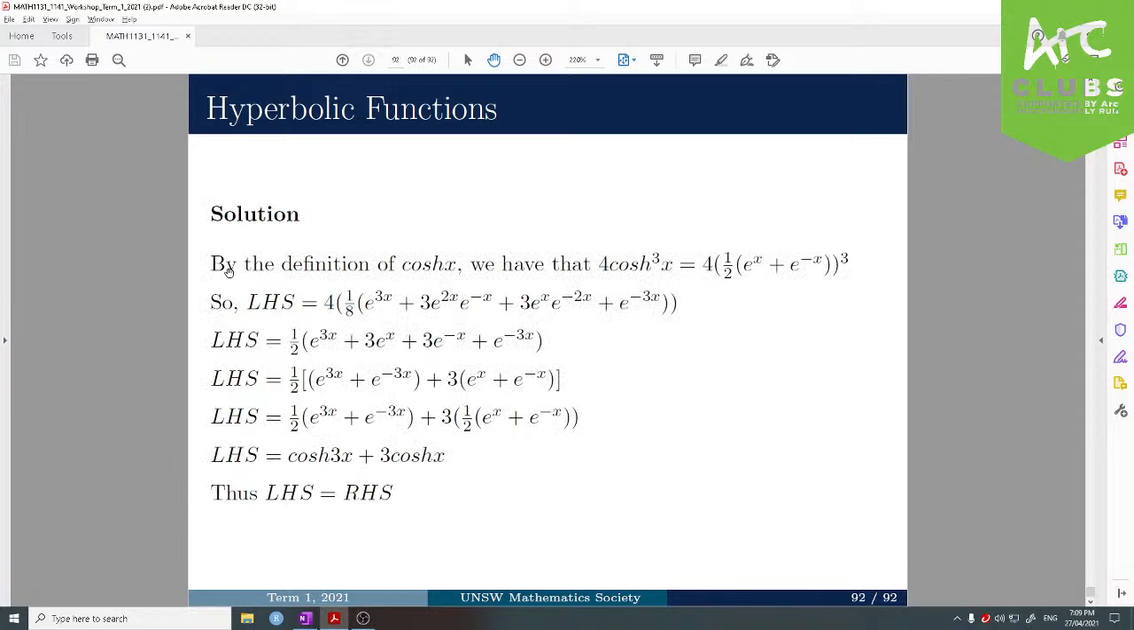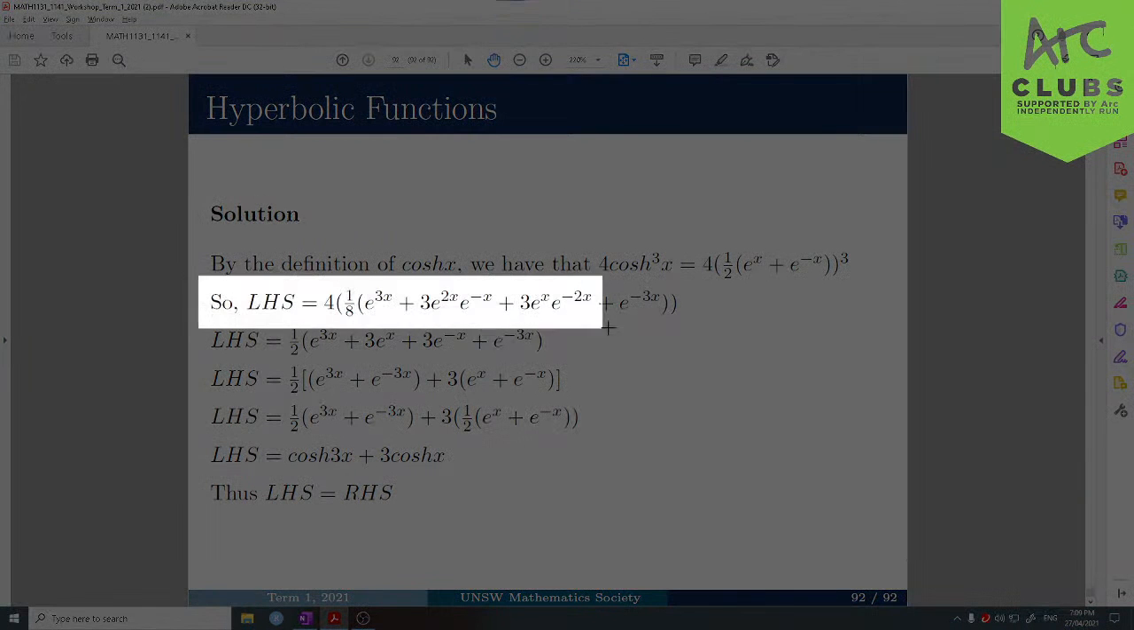So, by the definition of cosh x, we would have that 4 cosh cubed x is equal to 4 times, in brackets, half e to the power of x plus e to the power of negative x, all cubed. Okay? And then if we cube this thing, this half becomes 1 on 8. And then by Pascal's, we will get this thing for e to the power of x plus e to the power of negative x cubed.